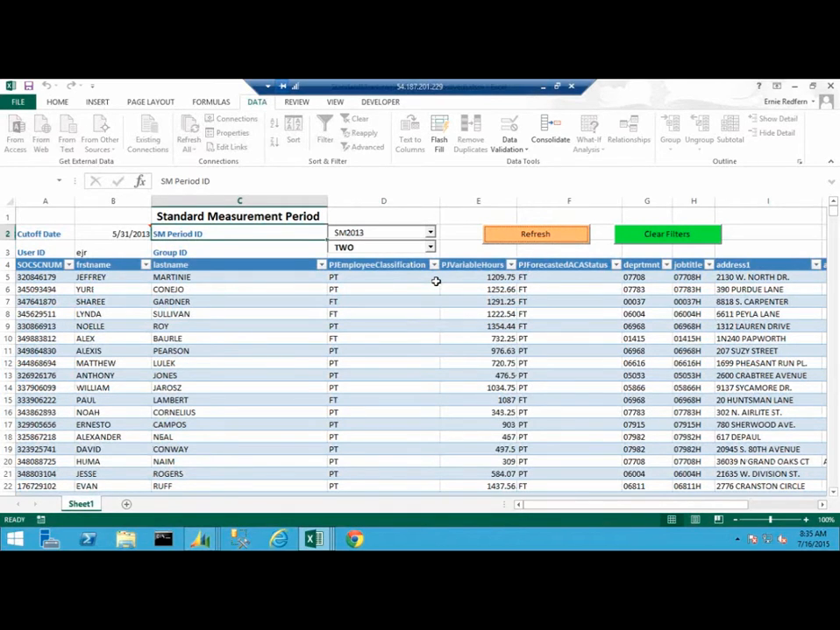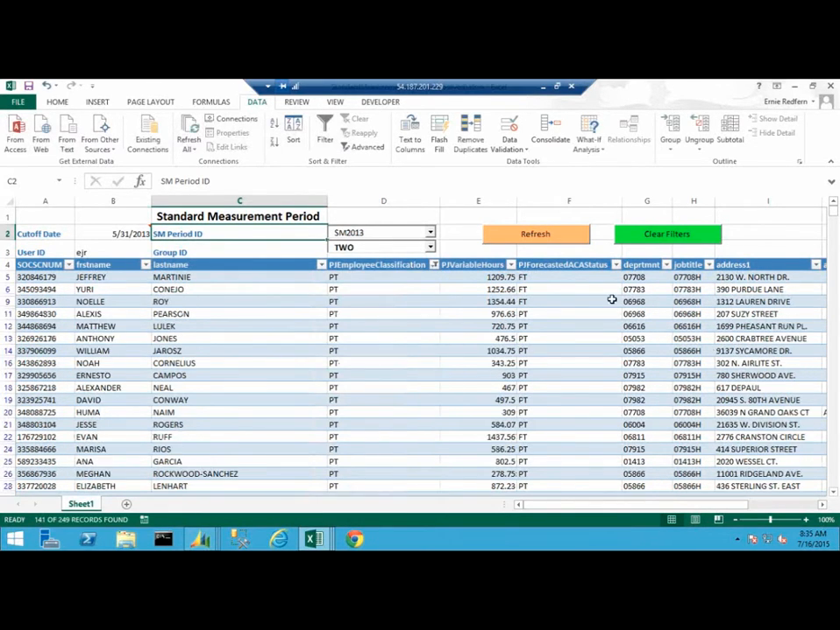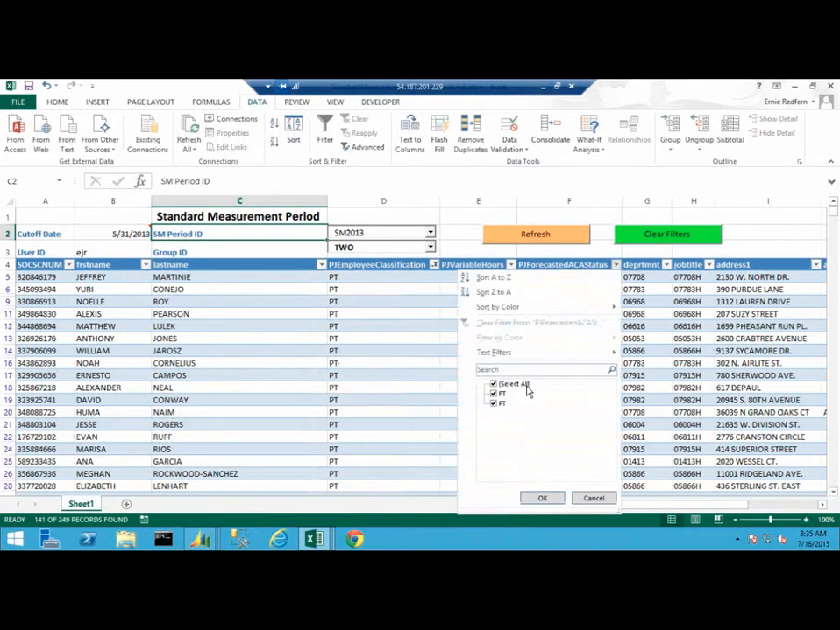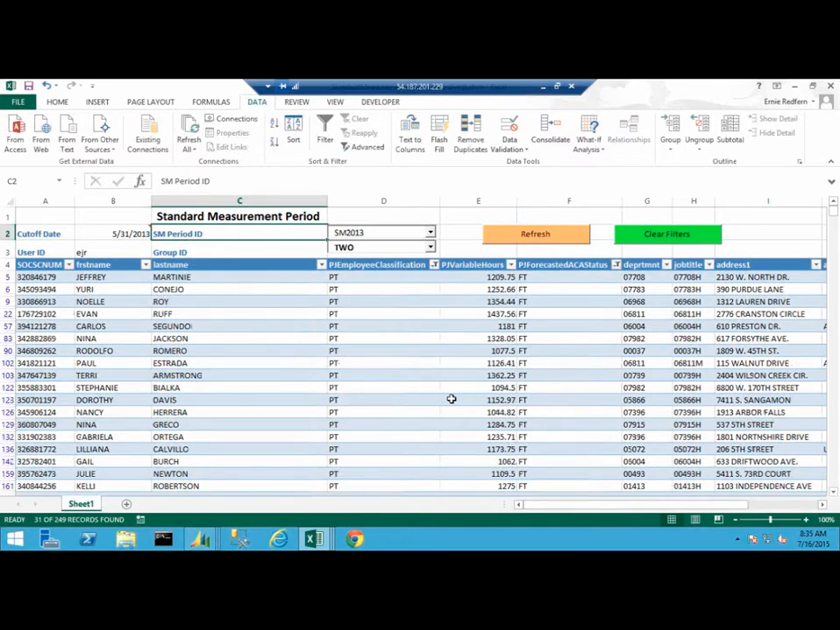From here, if I was using this as a forecasting tool, I could say, all I want to know is my part-time people that are trending full-time. And that's these people right there. When we did this, it was interesting.